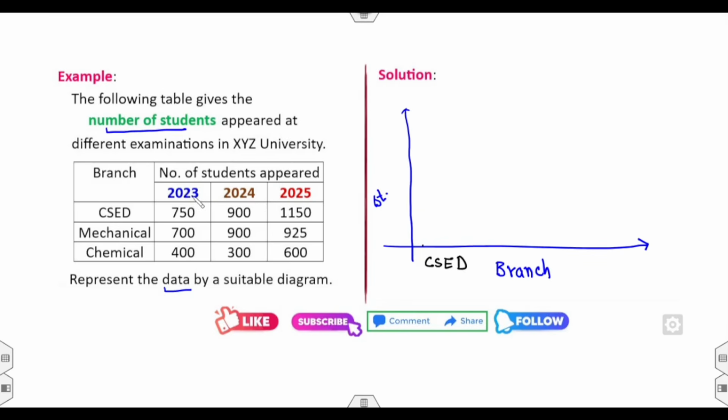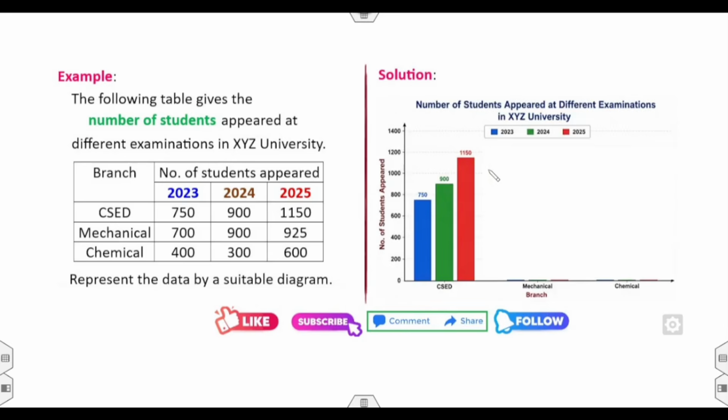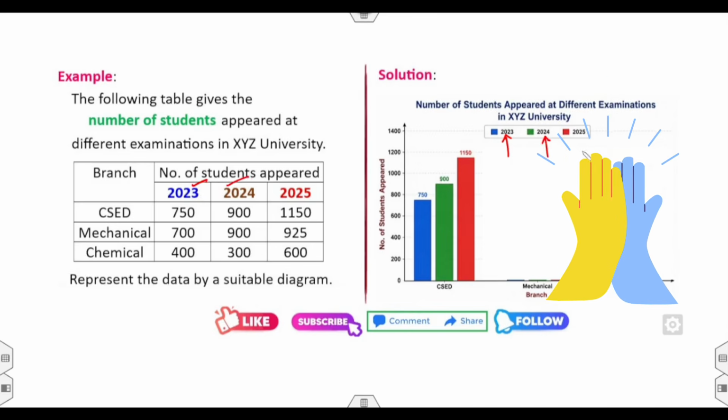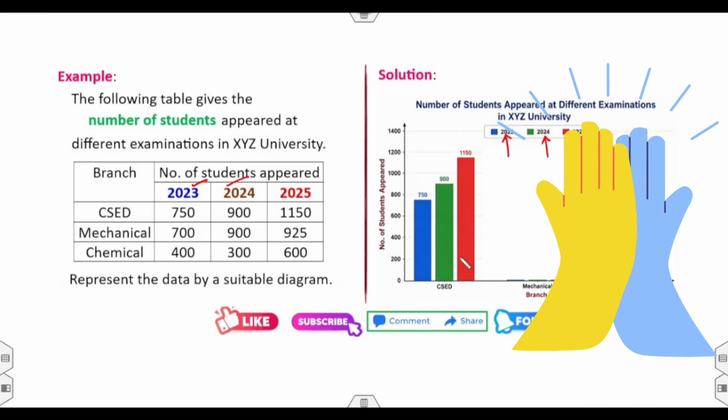How many students appeared in 2023? It is 750. Look at the number of students for the year 2024. I can show it with the blue color, and for 2025 it's 150. That is for 2025. The blue color is for 2023. Green color represents 2024. 2025 is represented with the red color.